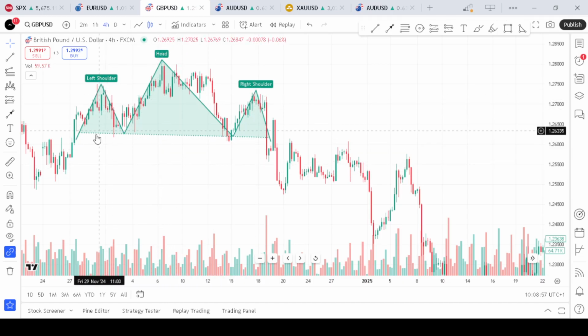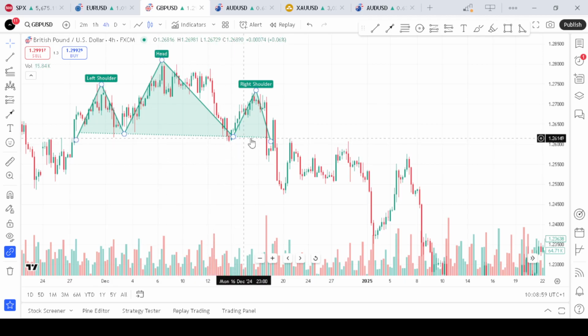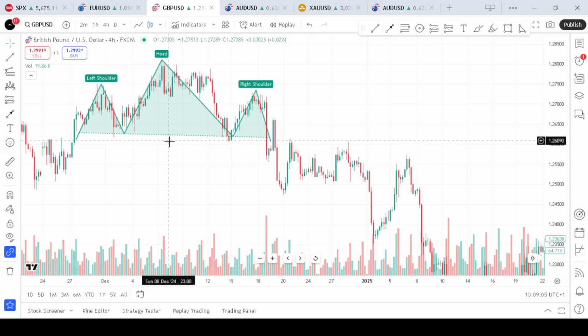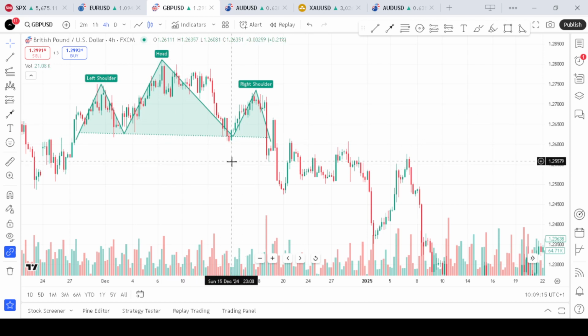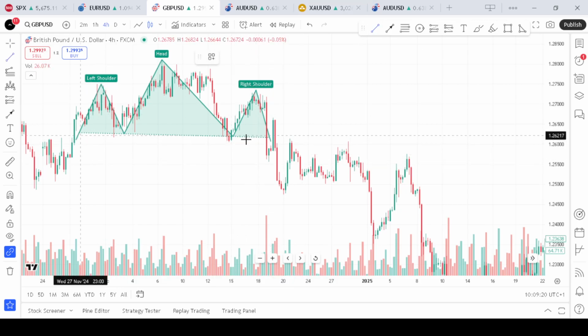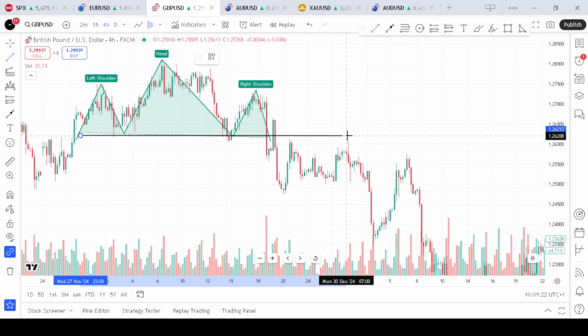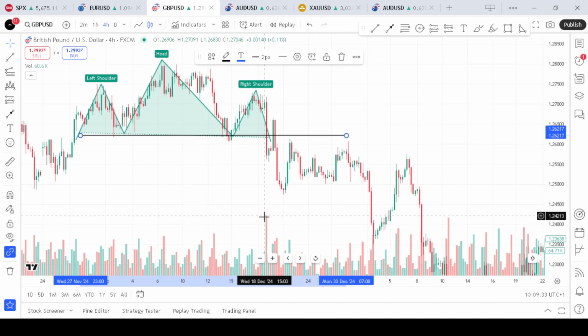Next, we draw the neckline. This is our neckline that connects the lows. This line acts as a critical support level that will determine whether the pattern is confirmed or not. We wait for the confirmation. You enter the trade when the price has broken below the neckline. Once we notice that price has broken below this neckline, this is where we enter the trade. The breakout confirms that the reversal is on the way. Ideally, you would see increased volume. As you can see, there is increased volume during the breakout.